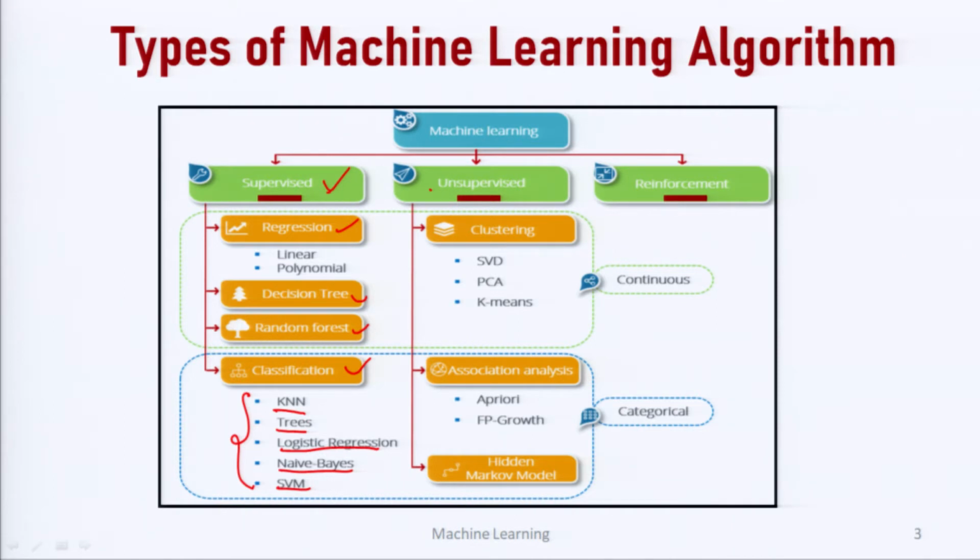Now, under unsupervised learning algorithms we have SVD, principal component analysis, k means. Do not get confused between k means and KNN, both are different. K means comes under unsupervised learning and its steps or algorithm are different. Then in association analysis we have Apriori and FP growth, and there is another kind, the hidden Markov model.